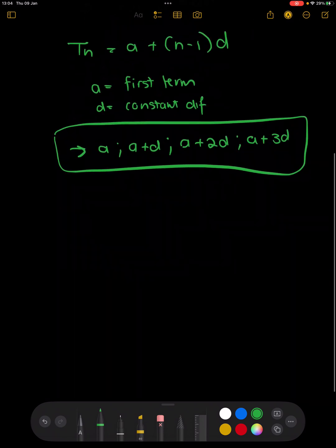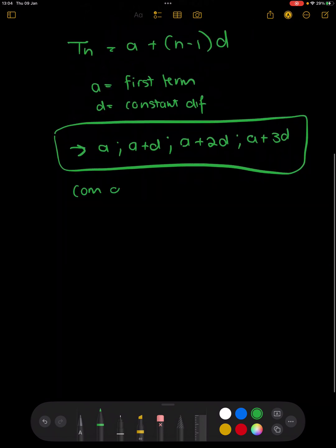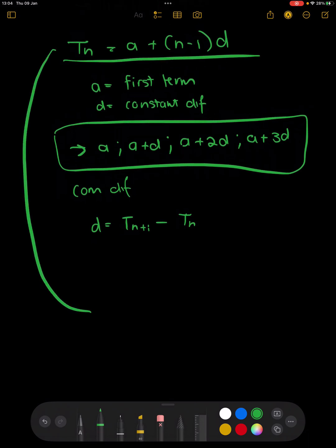And then to get the common difference, there's a formula for the common difference, and that formula is d is equal to t n plus 1 minus tn. So it is the two terms, the bigger one minus the smaller one, or rather the one on the right hand side minus the one on the left hand side. So this is the formula for determining Tn, my general term, or the formula.